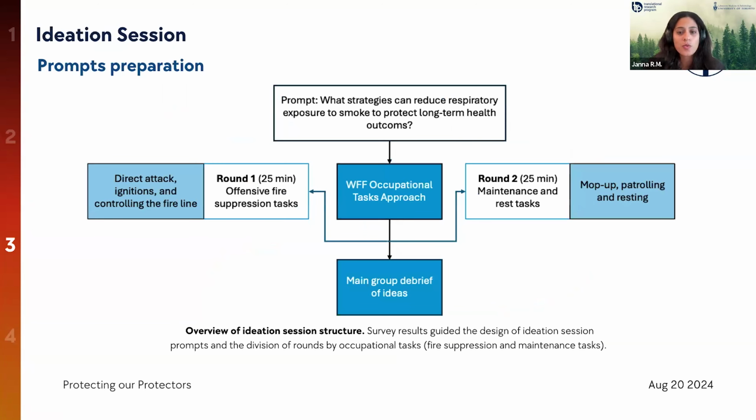This figure provides an overview of our ideation session. First, we had the overall prompt or translational question, as mentioned by Arani, which guided the session, which says: what strategies can reduce respiratory exposure to smoke to protect long-term health outcomes?